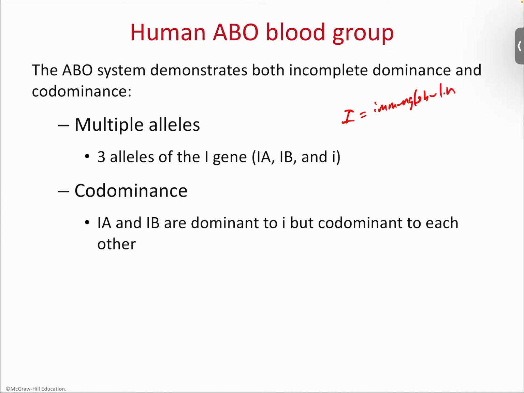And you have different forms. So the first allele is IA, right? Big A. So that one there is a dominant. You also have IB, which is also a dominant.